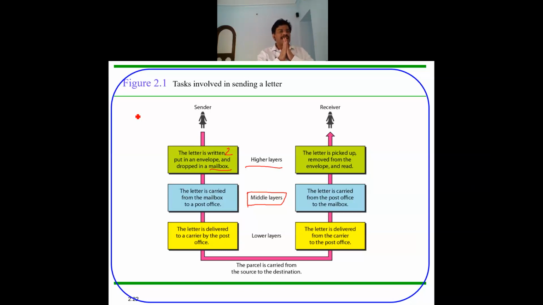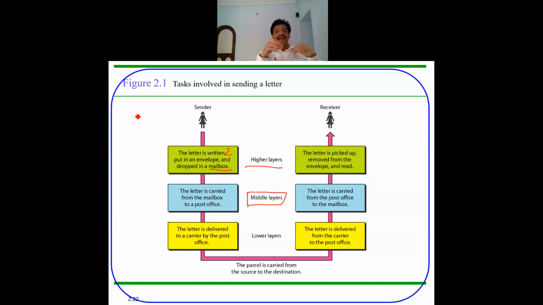The sender writes the letter, inserts the letter in an envelope, writes the sender's and receiver's address on the envelope, and drops that letter into a letter box. These are the tasks that are performed at the highest layer, where the sender performs all these tasks.